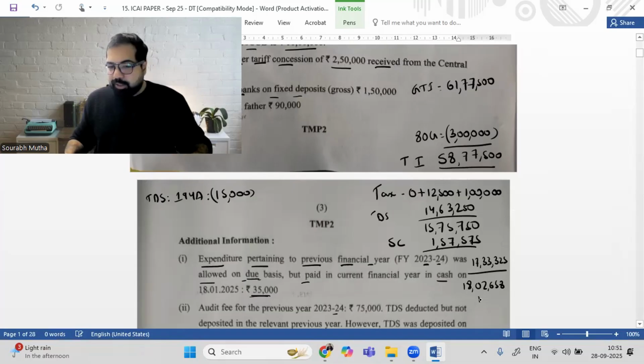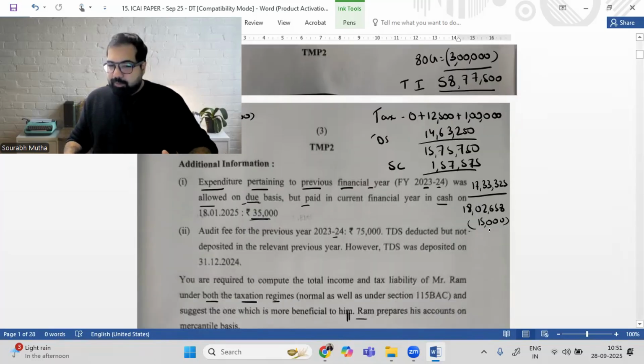From that, I can minus my TDS of 15,000. So that gives me a total tax liability or tax payable of 17 lakh 87,658, which I'm going to round off to 660. This is my tax liability as per the old scheme.